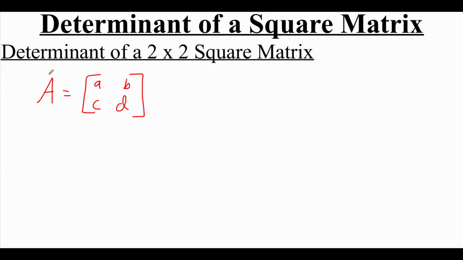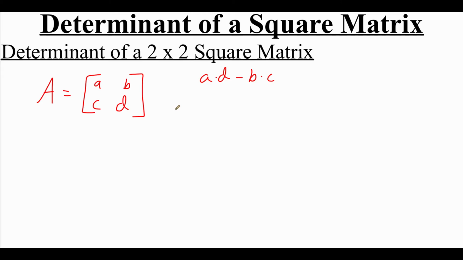In order to find the determinant of this 2 by 2 square matrix, we're going to take our A value in the top left times that D value in the bottom right, minus that B value in the top right times the C value on the bottom left. And whatever answer we get when we do that multiplication and then subtraction, that is our determinant.